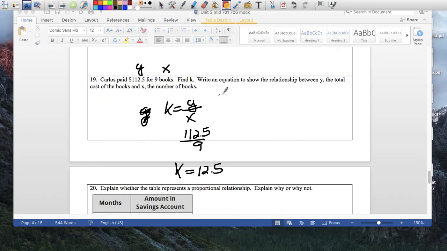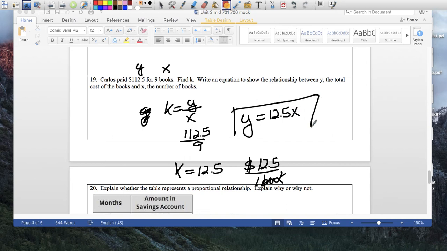With this, I can write an equation very easily. Y equals 12.5 X. That makes sense because if you turn it to the unit rate, it means every $12.5 is for 1 book, and that's the price per book. So if I bought 2 books, it'd be 12.5 times 2. If I bought 3, it'd be 12.5 times 3, etc. Y represents the total cost, and X represents however many books I'm buying.